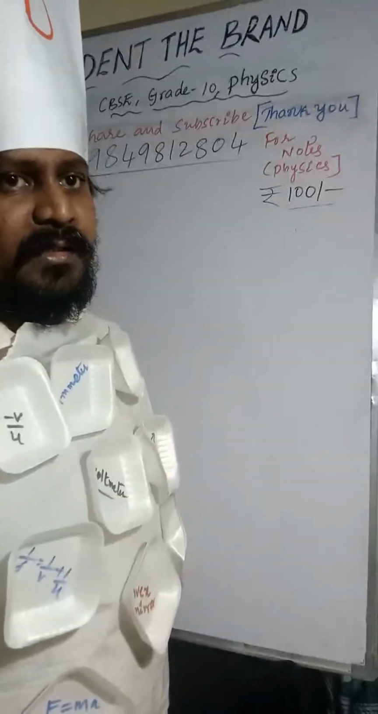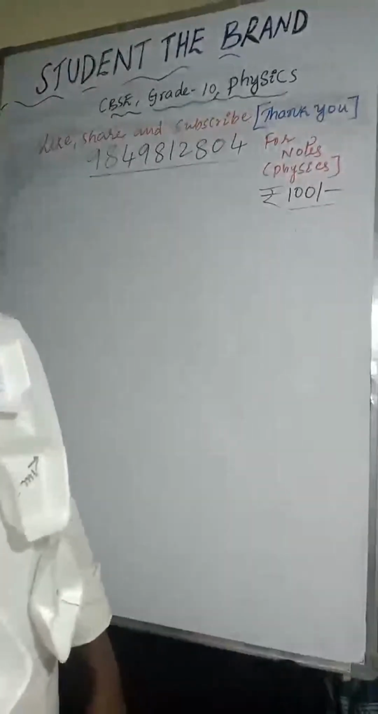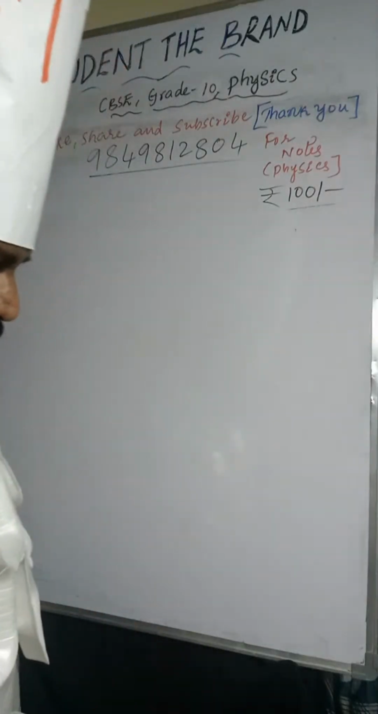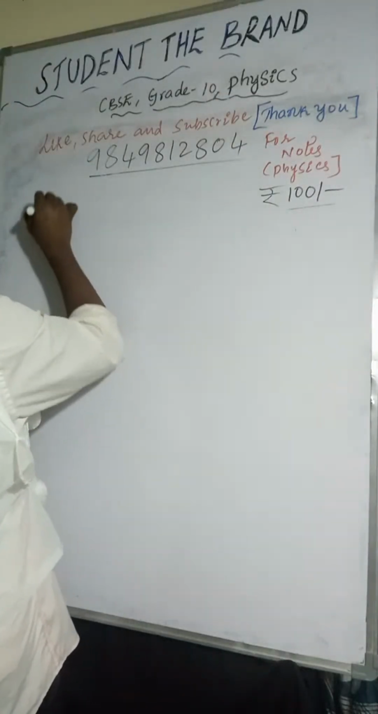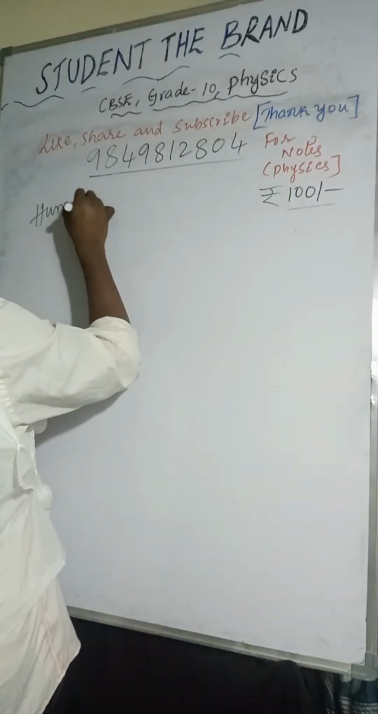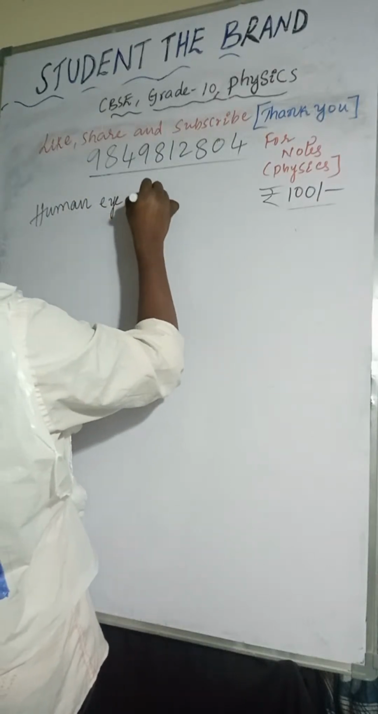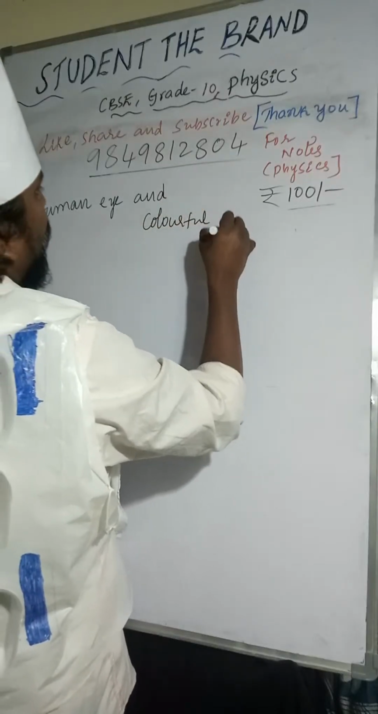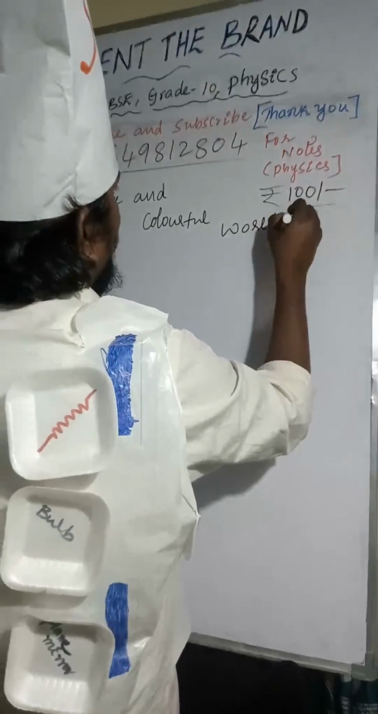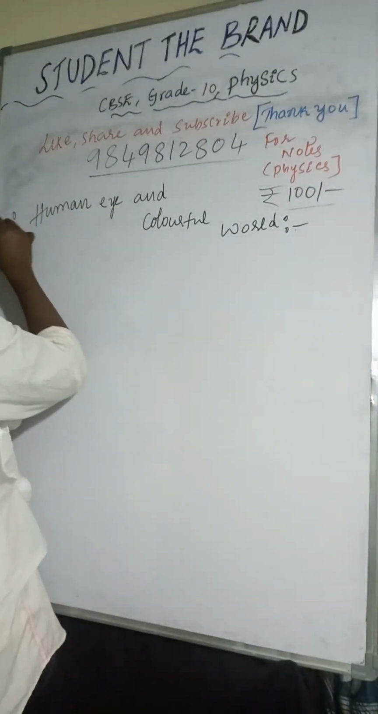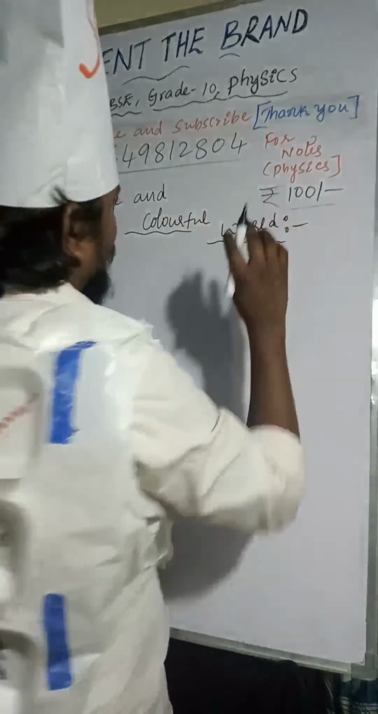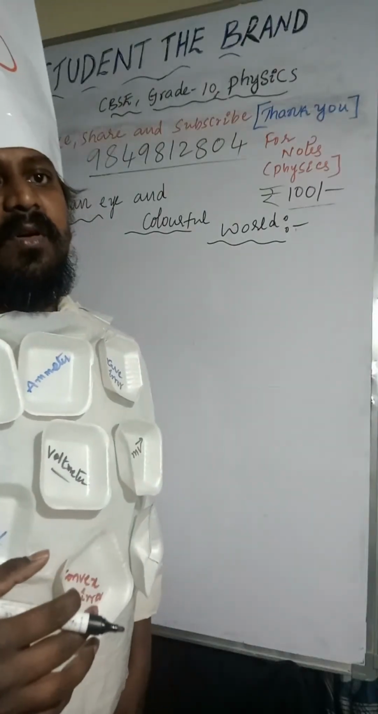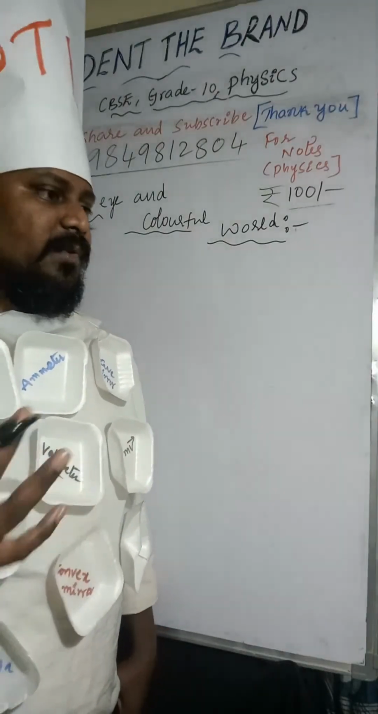So today we are going to discuss the human eye and colorful world. In this topic, we will discuss completely about eye parts and function, and defects. The human eye is the most sensitive organ in our body. With our eyes only we are able to see everything.